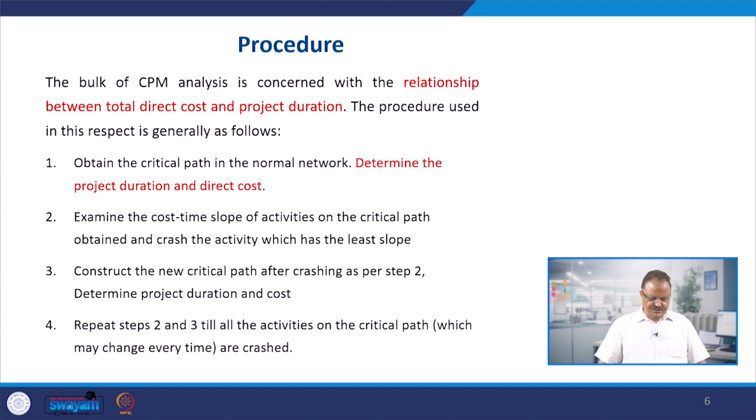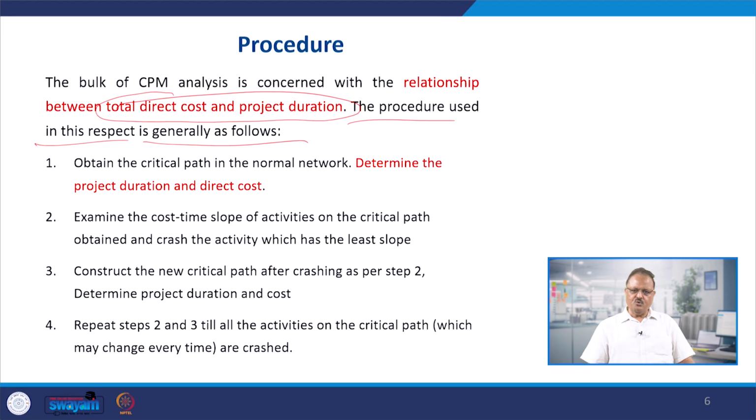So we will now see the procedure of how you can use the CPM analysis and how you can find the path which is called the critical path. It is written here that the bulk of the CPM analysis is concerned with the relationship between total direct cost and the project duration. And the procedure involved is given here. So it is the relationship between the total direct cost and the project duration.